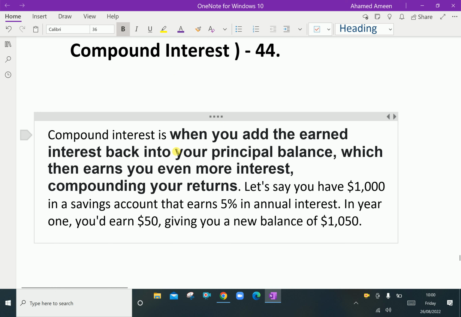In NIOS 10 standard mathematics regarding percentage and its application, let us discuss compound interest. Compound interest is when you add the earned interest back into your principal balance, which then earns you even more interest, compounding your returns.